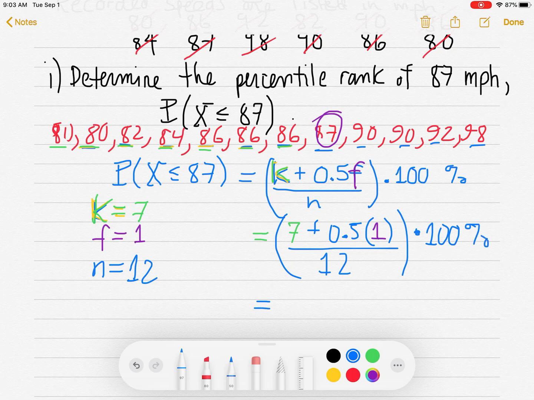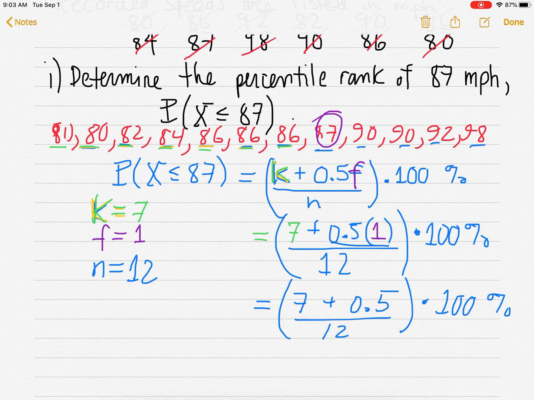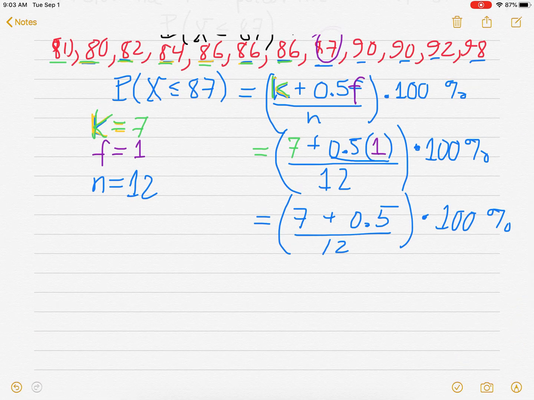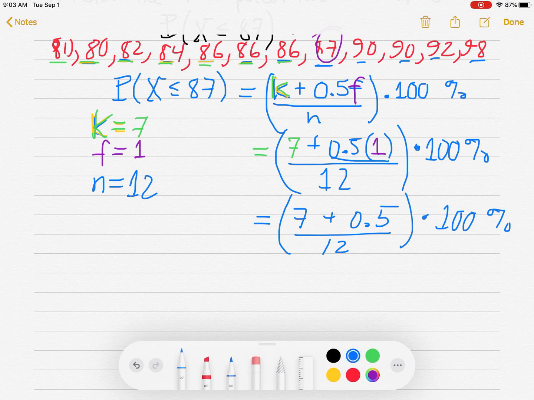Okay, so if you do your arithmetic, you get 7 plus 0.5 times 1. Order of operations says you do 0.5 times 1 first. So that's going to be 7 plus 0.5, divided by 12. Keep the parentheses around that, multiply that by 100, slap a percentage sign on the end. So 7 plus 0.5 gives me 7.5 on top. Then you divide that by 12, multiply by 100, and slap a percentage sign on the end.